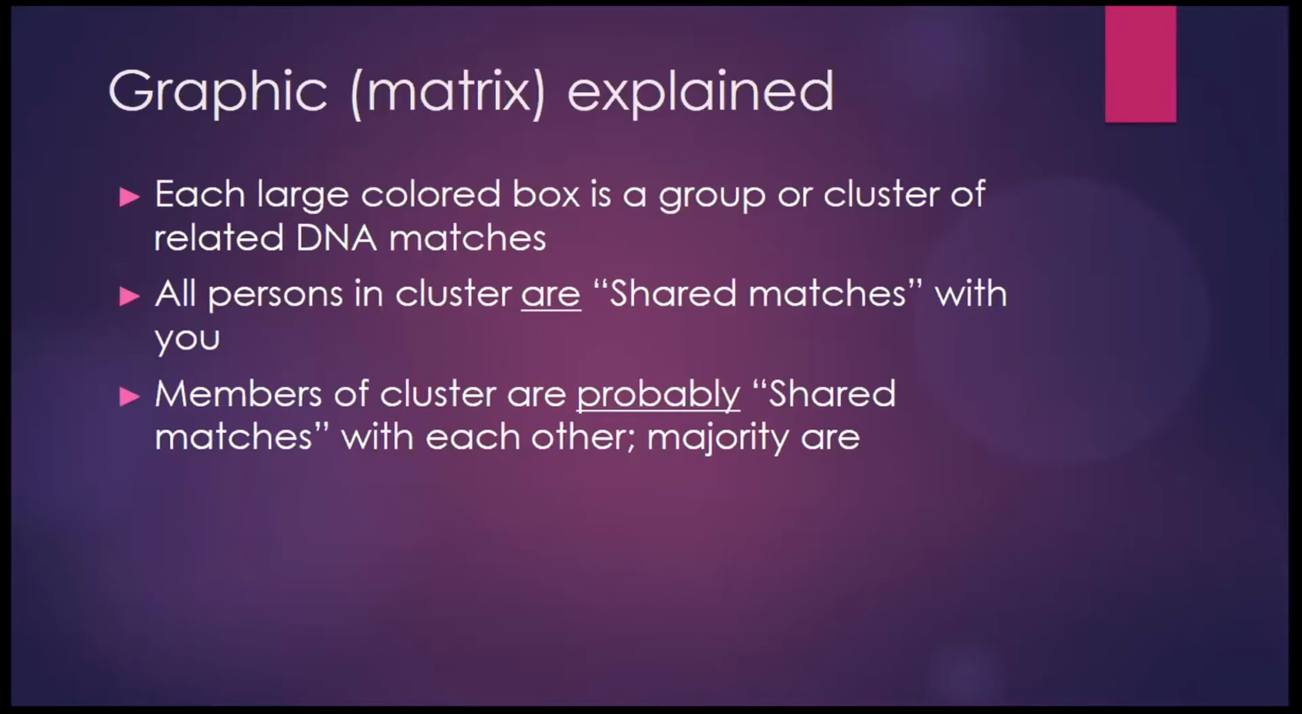So each large colored box is a group or cluster of related DNA matches. All persons in that cluster are shared matches with you or the test taker. And the members of the cluster are probably shared matches with each other. Sometimes they are not, but the majority of them are. And so the tool has determined that because of the number of shared matches between people in the group, this group is all one big cluster who are related to each other and related to a common set of ancestors.